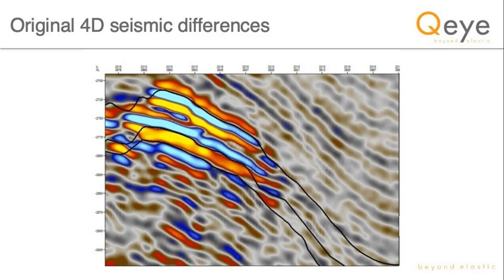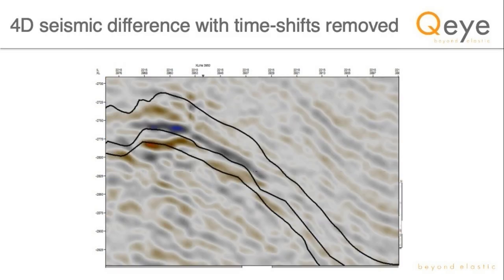So the first step here is to try and remove these time shifts from the seismic data. And that's what I've done on this slide here. So now you see a much more subtle, but certainly also more realistic 4D seismic difference, which we can use to tell us something about what's happening in the reservoir.